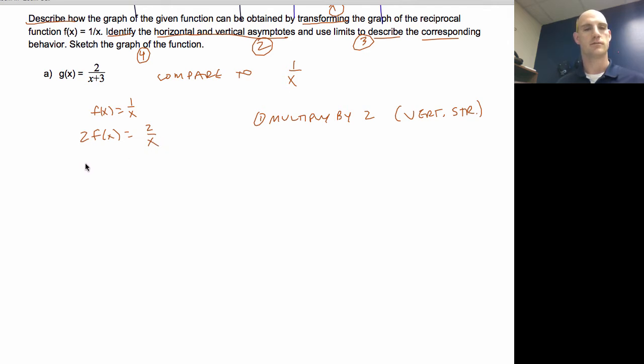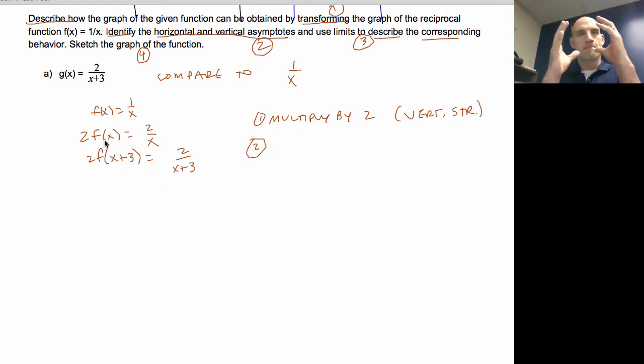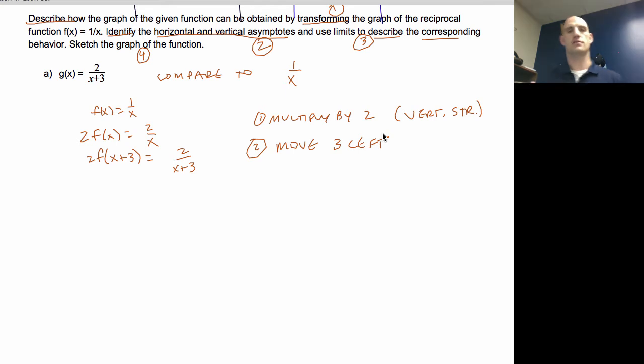I actually add 3 to x, and that would give me 2 over x plus 3. Well, check out what that means. The second change, if I add x plus 3, remember when it's inside the function, it gets shifted the opposite way. So if this is plus 3, that means it goes move 3 left. Well, that was fairly straightforward as far as the transformation there. The next example, we're going to have to do another little process, but that one we could do by just comparison. So I now have described how it was transformed.